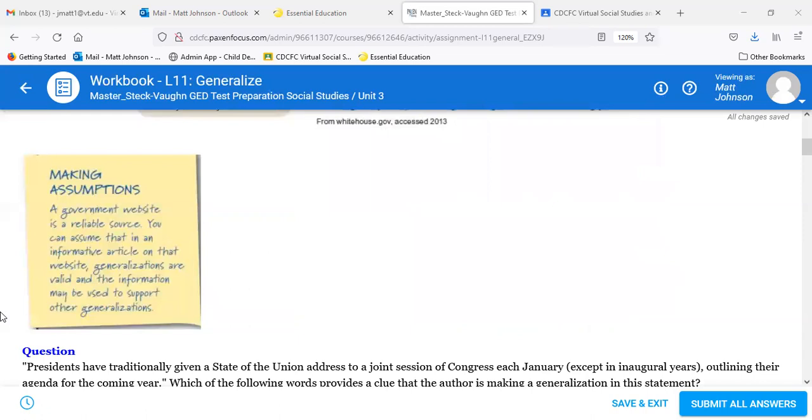And then it says making assumptions. So a government website is a reliable source. We've talked about this. You can assume that in an informative article on that website, generalizations are valid and the information may be used to support other generalizations. So particularly when it's informative, that website's reliable.